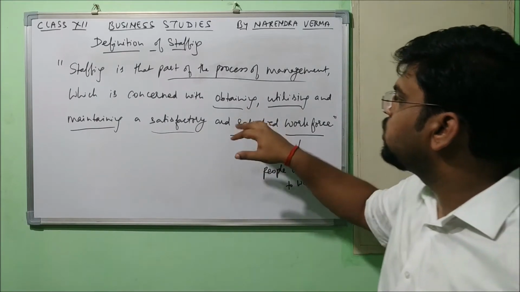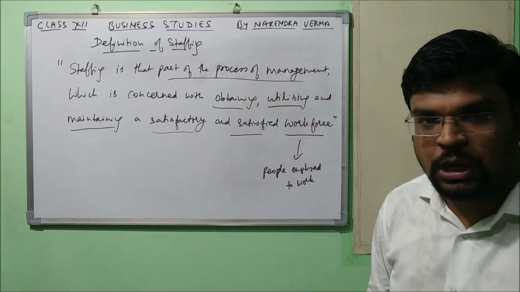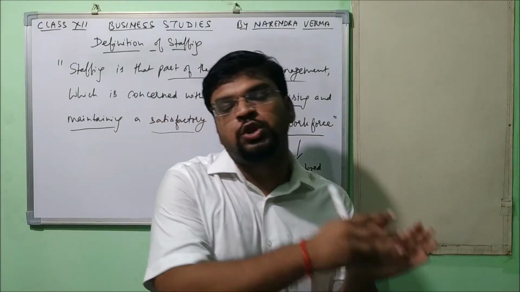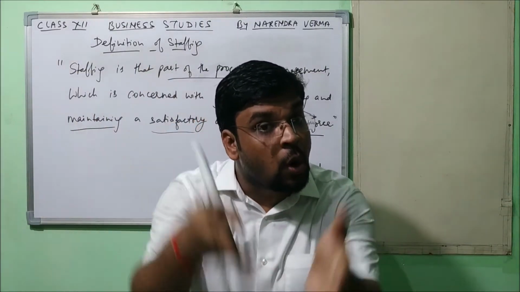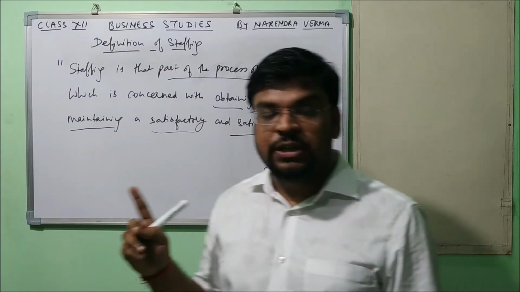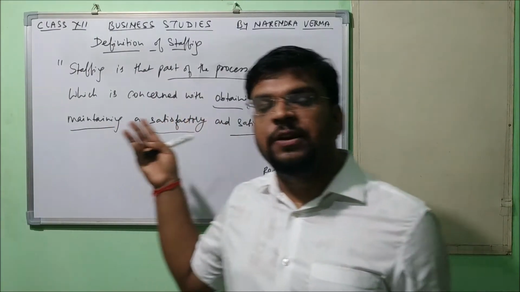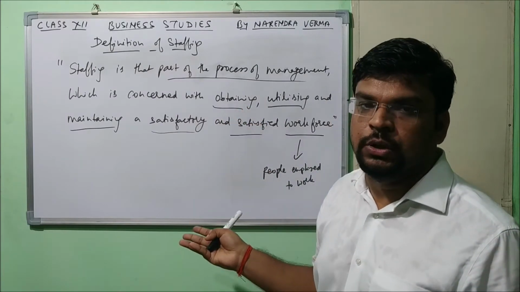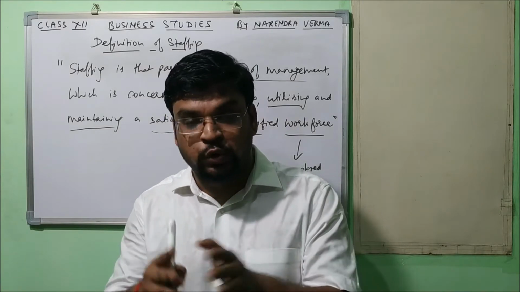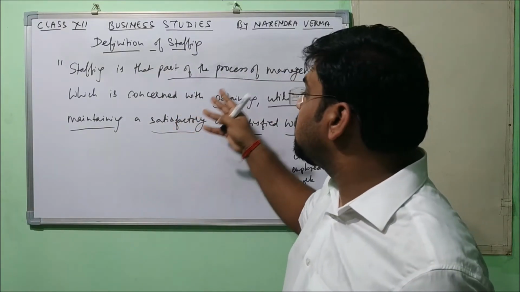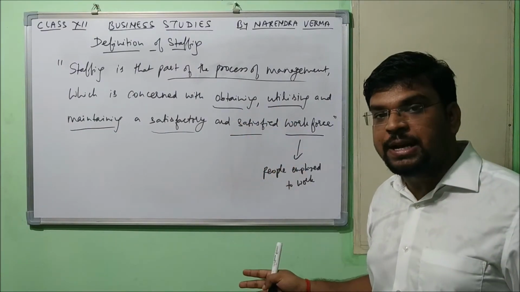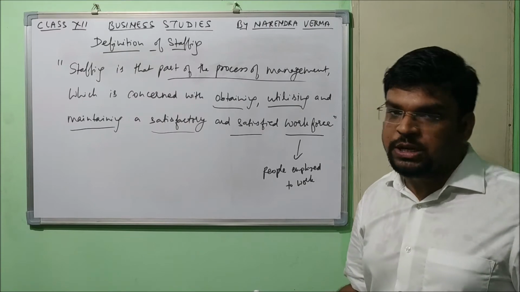Let's talk about these words: obtaining, utilizing, and maintaining. In staffing, very first we need to bring those people from various places to the organization. That is what obtaining is. Staffing includes everything. That is why the definition is very comprehensive. Staffing is not only filling positions, like I told you, it includes various activities. So obtaining is a very big function. Recruitment comes under this category. We'll have a detailed discussion about it in further videos.